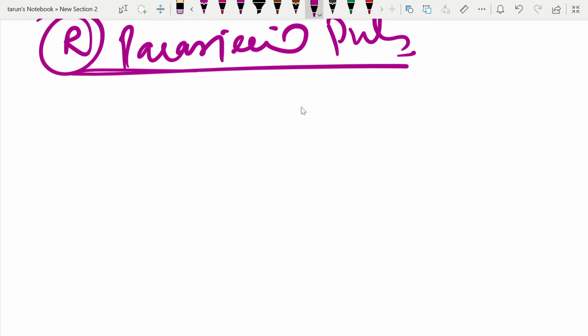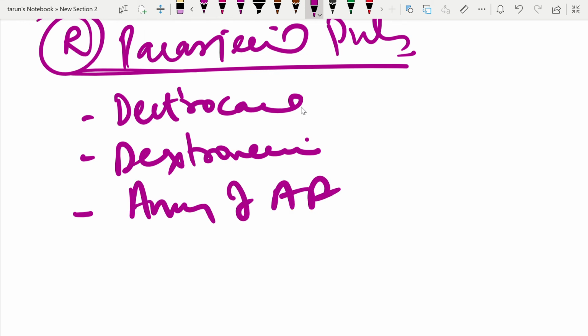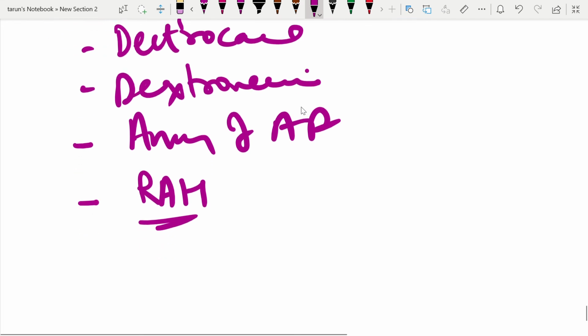Then the cause could be an aneurysm of the ascending aorta, which can cause right parasternal pulsation. Then right atrial hypertrophy due to any cause. So the causes of right parasternal pulsations are: dextrocardia, dextroversion, where the cause is extracardiac in the lung, pleura, and thoracic cage, aneurysm of the ascending aorta, and right atrial hypertrophy due to any cause.